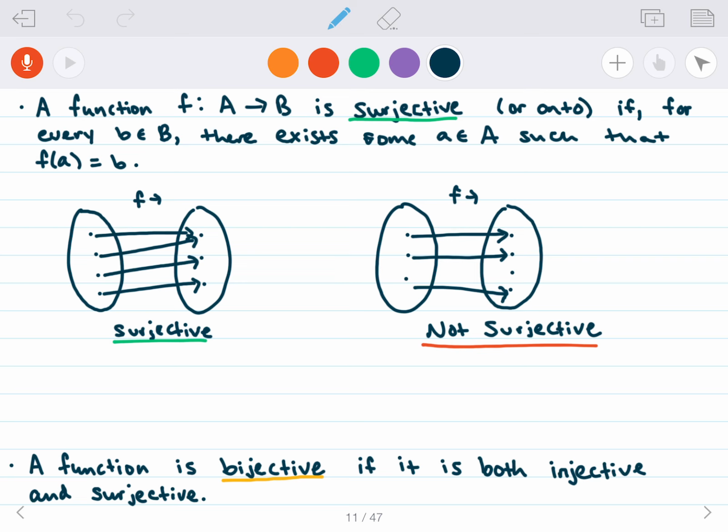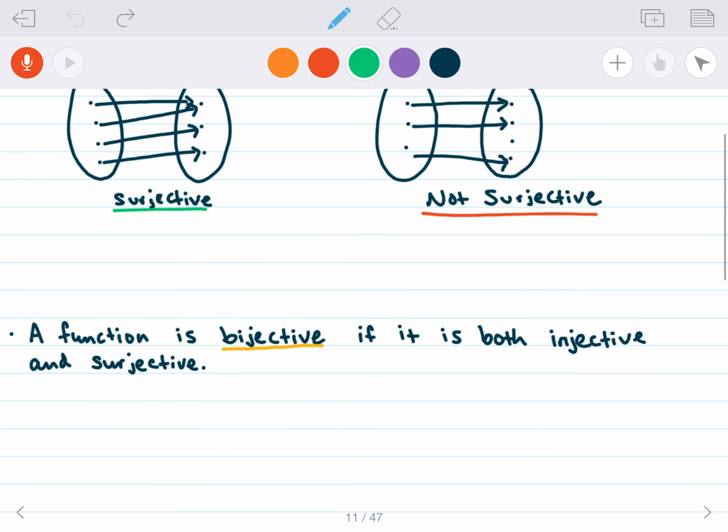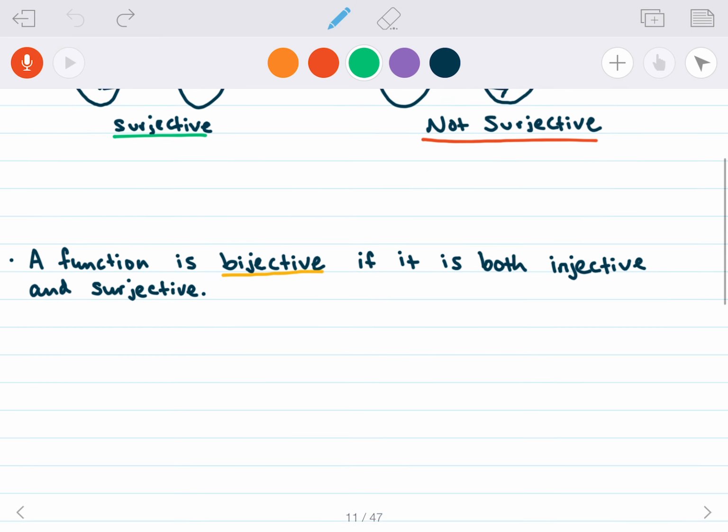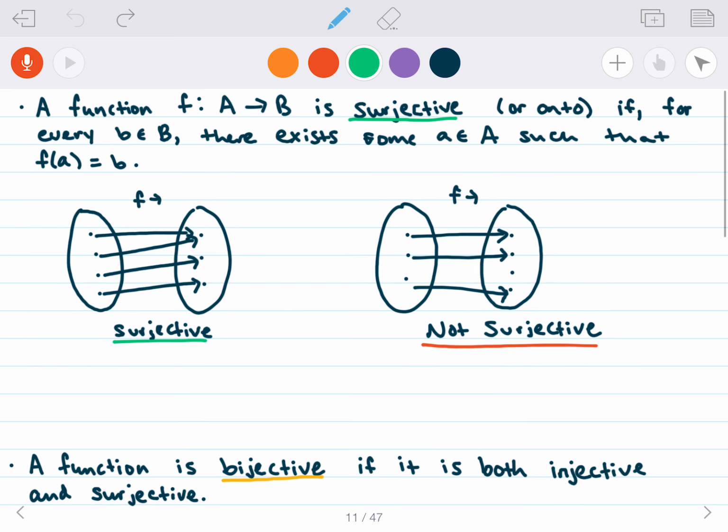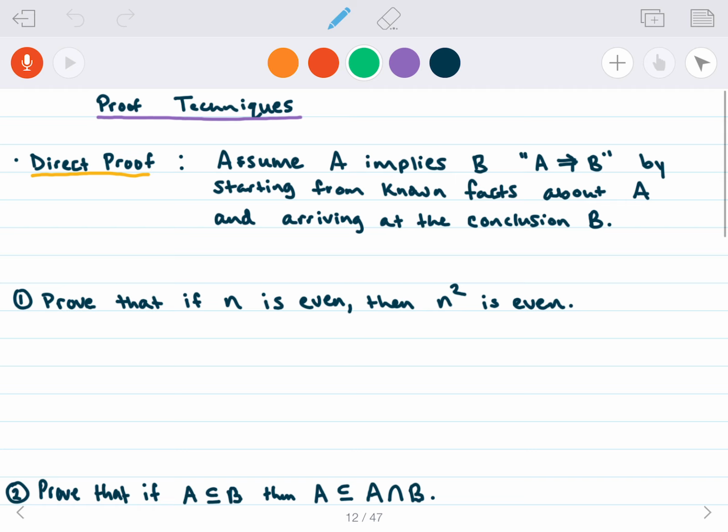Okay, so for example, this guy is surjective because everything gets hit by something in A. Whereas this guy is not, because this guy is not getting hit. Not surjective. Everybody has to get hit. A function is bijective if it's both injective and surjective. We're going to talk about that a little bit more.